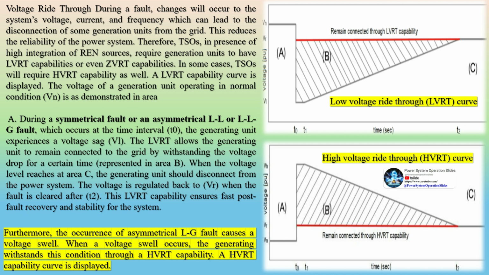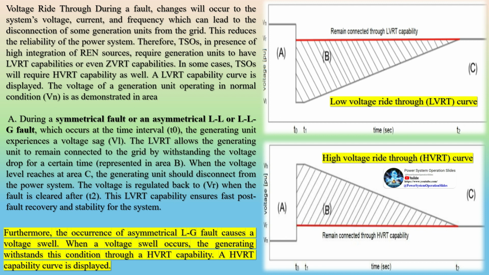A LVRT capability curve is displayed. The voltage of a generation unit operating in normal condition Vn is as demonstrated in area A. During a symmetrical fault or an asymmetrical LL or LLG fault, which occurs at the time interval t0, the generating unit experiences a voltage sag. The LVRT allows the generating unit to remain connected to the grid by withstanding the voltage drop for a certain time represented in area B. When the voltage level reaches area C, the generating unit should disconnect from the power system. The voltage is regulated back to VR when the fault is cleared after T2. This LVRT capability ensures fast post-fault recovery and stability for the system.